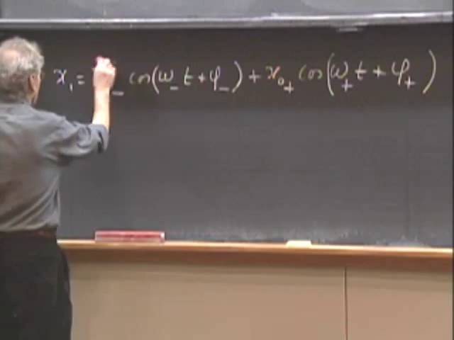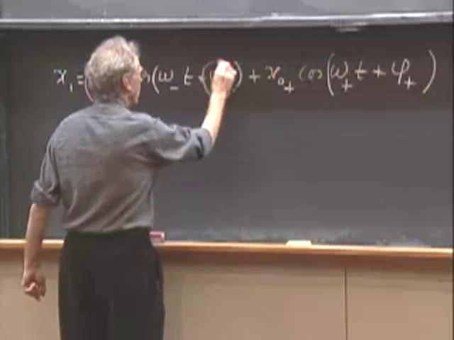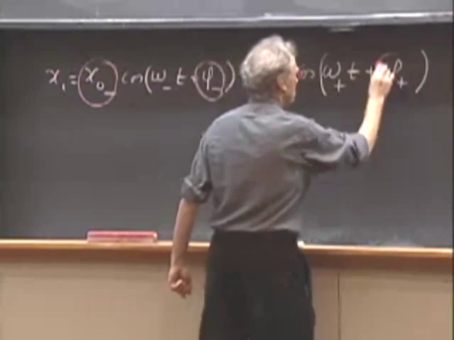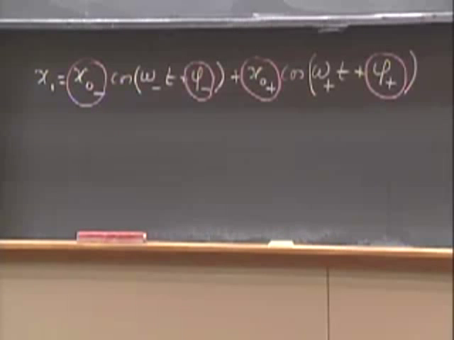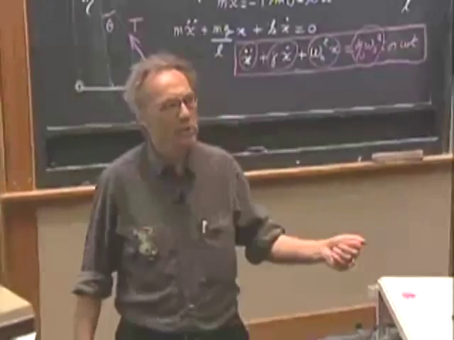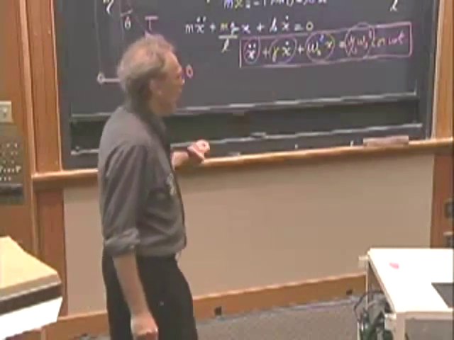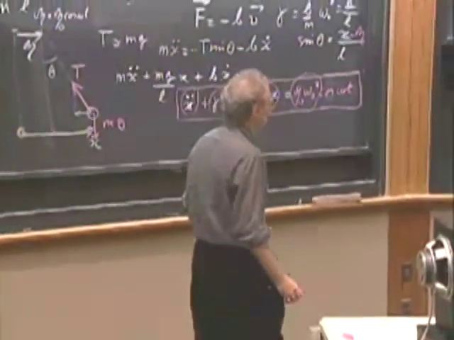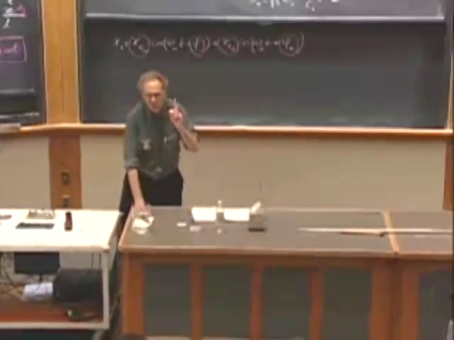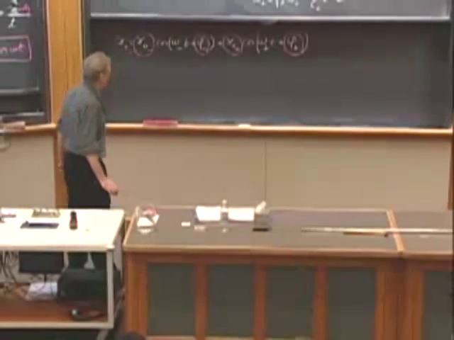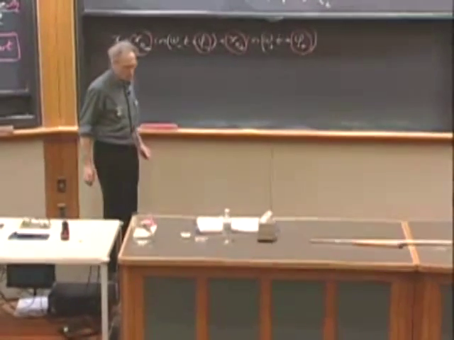And you have 4 adjustable constants. 1, 2, 3, 4. And if you know the initial conditions, if you know what x1 is, and what x1 dot is, and what x2 is, and what x2 dot is at time t equals 0, you can solve for all 4, in principle. There is no longer any freedom for number 2, because all 4 adjustable constants have now been consumed.